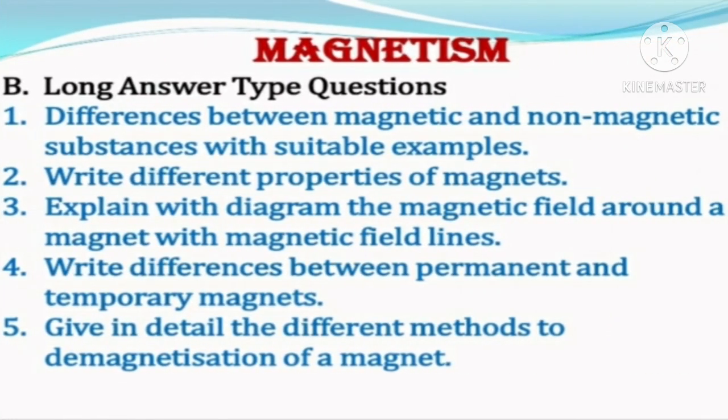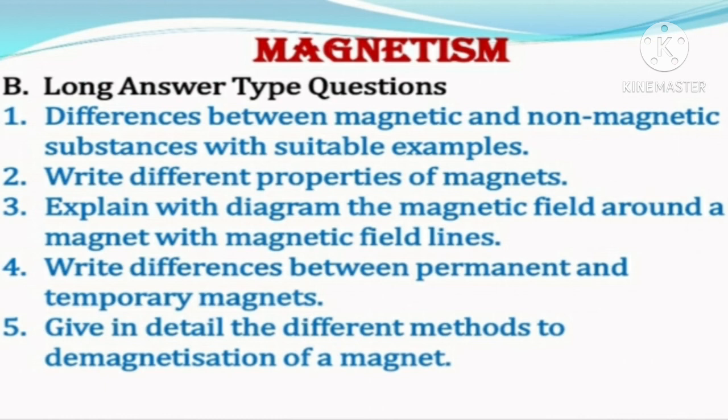Long answer type questions. Question number 1. Differences between magnetic and non-magnetic substances with suitable examples. Magnetic substances. Magnetic substances are those which are attracted by magnets. For example, cobalt coin, steel spoon, iron nail. Non-magnetic substances. Non-magnetic substances are those which are not attracted by magnets. For example, paper, glass, plastic, rubber, etc.